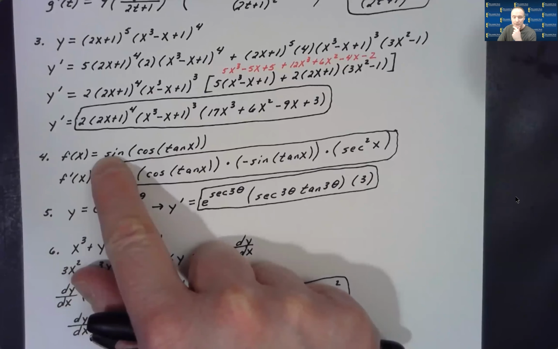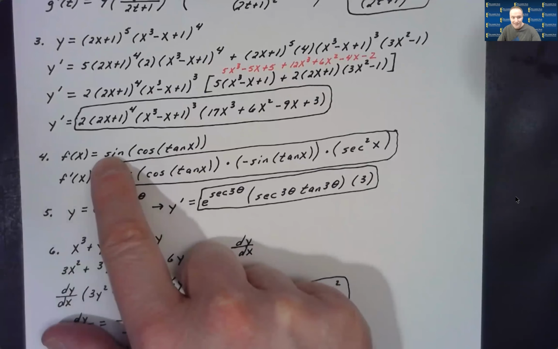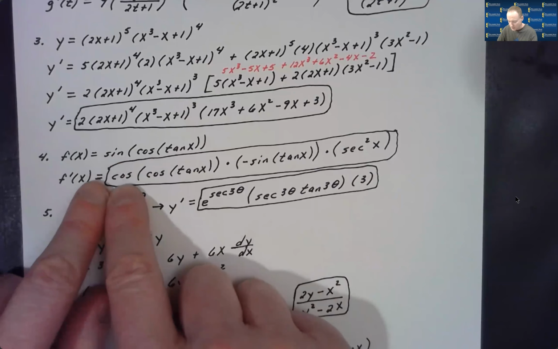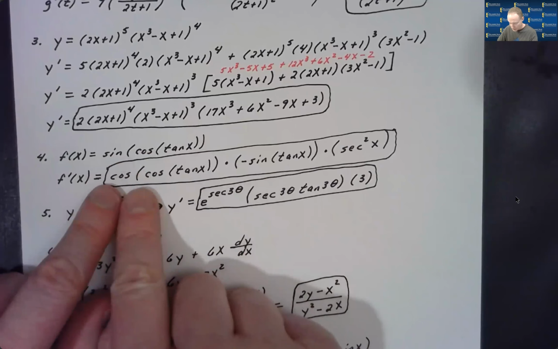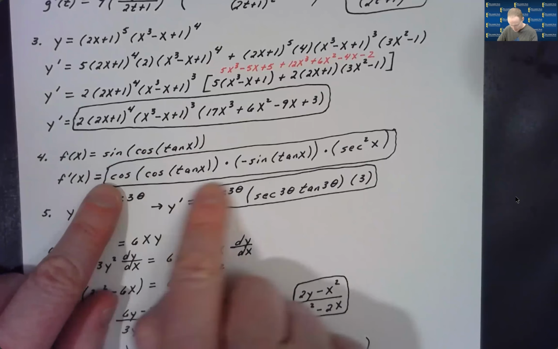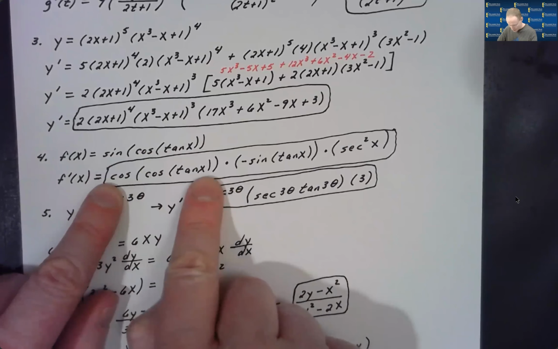So the 3 layers: the outer layer is what must be done first, the derivative of that sine function. Derivative of sine is cosine. And then remember, you leave the angle alone. So the first layer of the chain rule takes the derivative of the outside, leave the inside alone. So cosine of the cosine of the tangent.